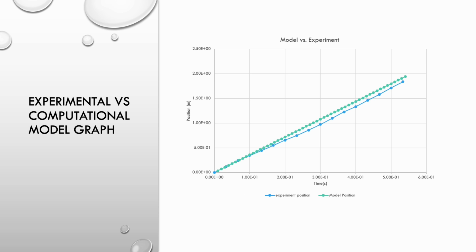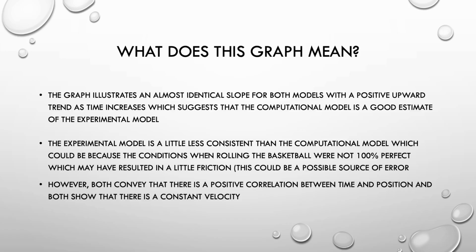And this is the graph that shows the difference between my experimental and computational model graph. And what does this graph mean? The graph illustrates an almost identical slope for both models with a positive upward trend as time increases, which suggests that the computational model is a good estimate of the experimental model.